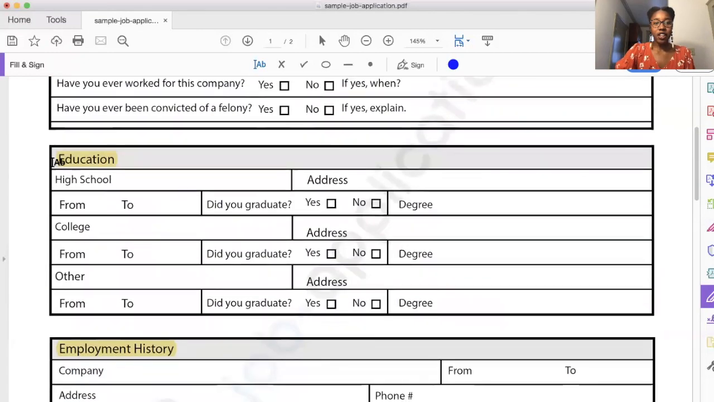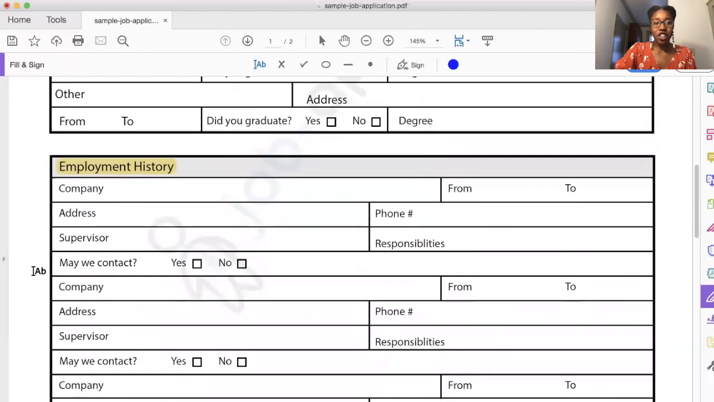The next section is education. In this section, you put what schools and programs you have completed. For example, high school, college or university, and other, which could be a GED program or trade schools.